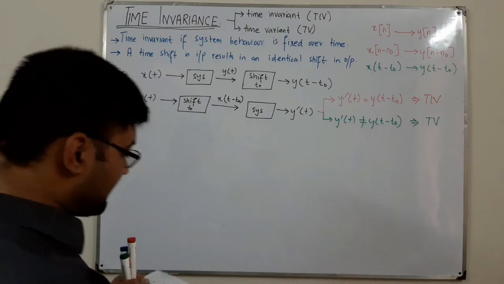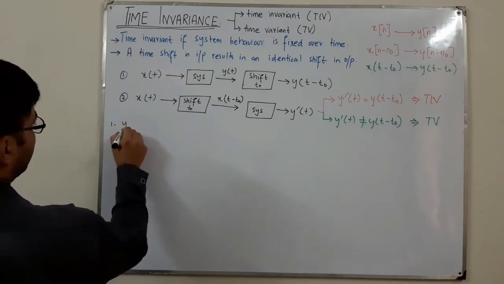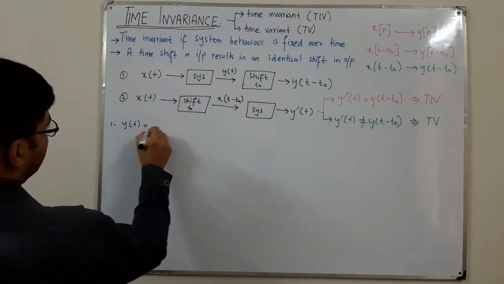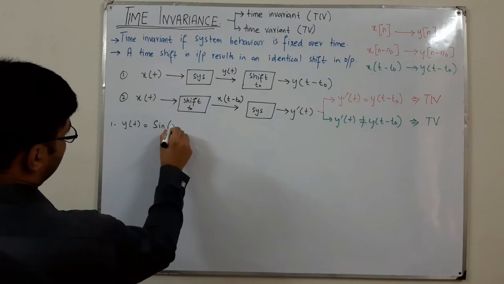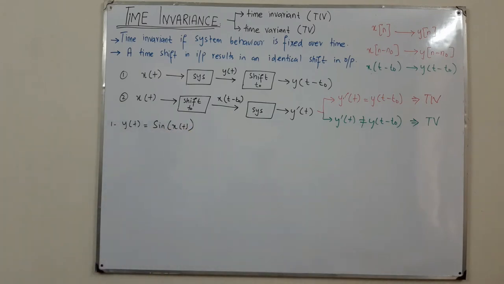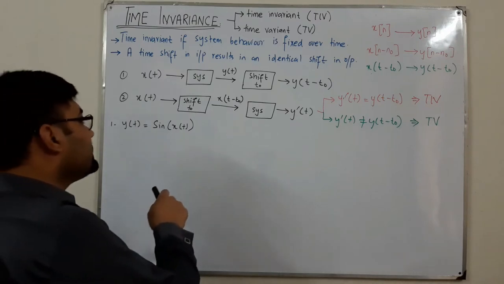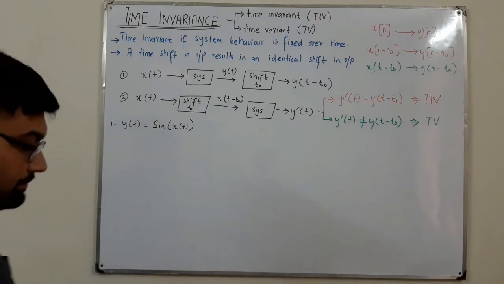Coming to examples. The first example that the book says is, let me write it over here, y of t is sine of x of t. I told you x of t is our input, right? So what is this system doing? This is taking the sine of our provided input.